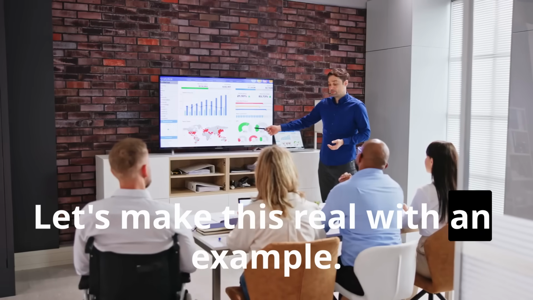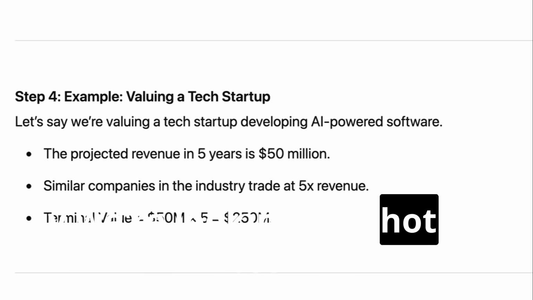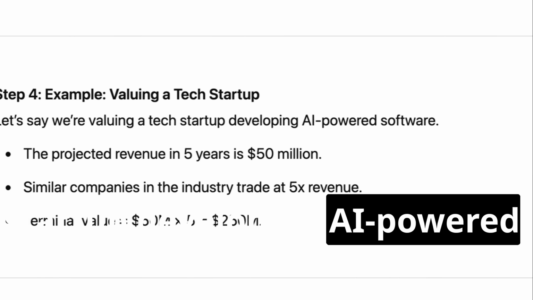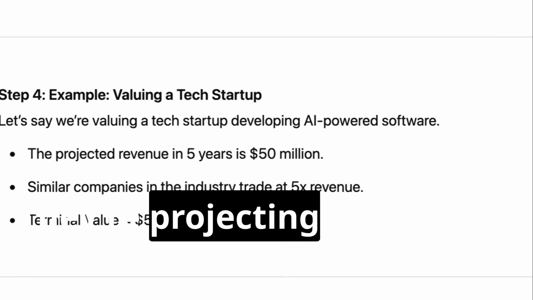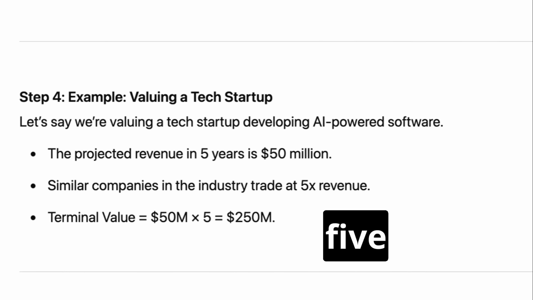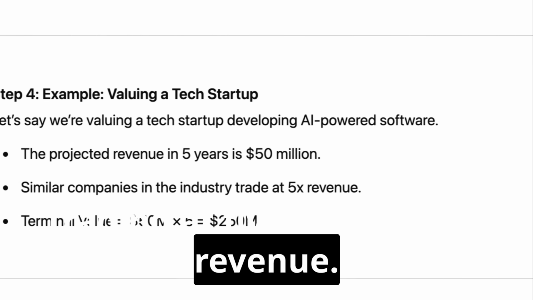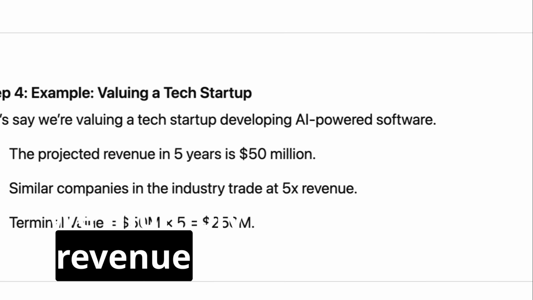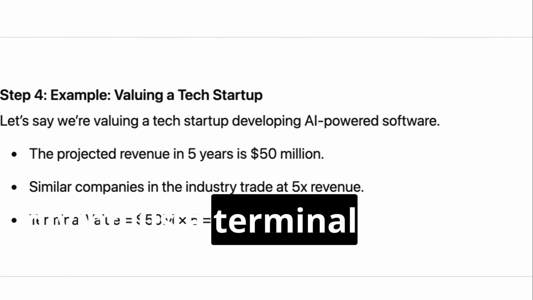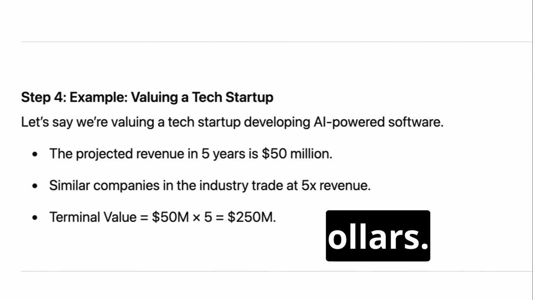Let's make this real with an example. Say we're looking at a hot new tech startup developing AI-powered software. They're projecting revenue of $50 million in 5 years. Similar companies in the industry are trading at 5 times their revenue. So we multiply the projected revenue by that multiple, giving us a terminal value of $250 million.